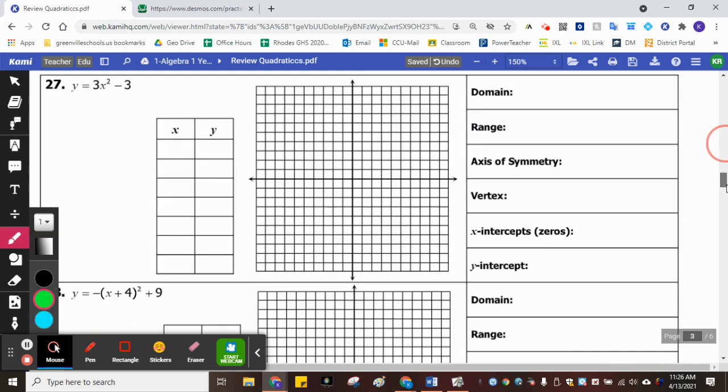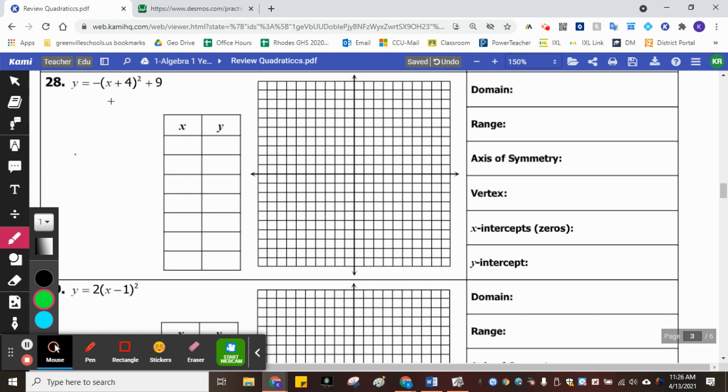So if you come down here to question 28 on your review, this is vertex form because x is in parentheses being squared. Instead of a, b, c, now we have a, h, and k. A is the number in front of the parentheses, so ours is -1. H is the number inside the parentheses, but it's the opposite of that. Anytime you come out of parentheses, you change the sign. So it's actually not 4, it's -4. And K is 9.